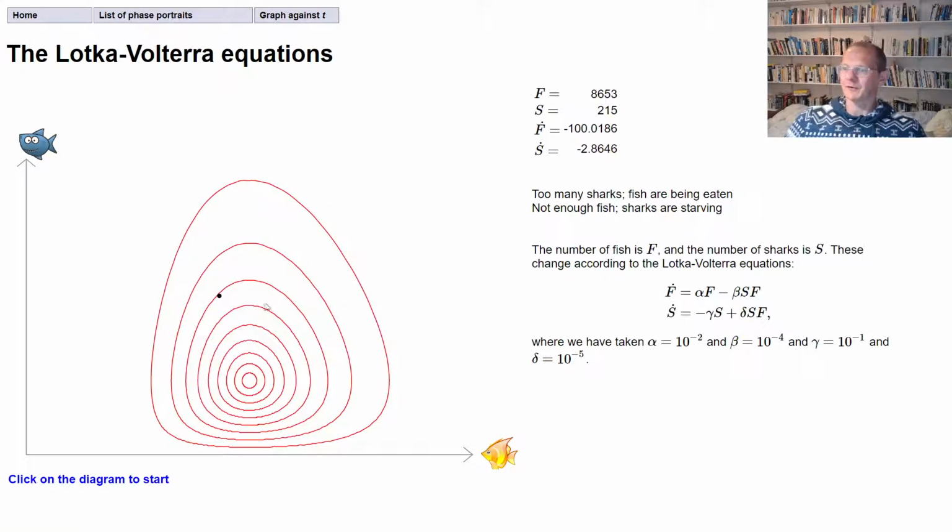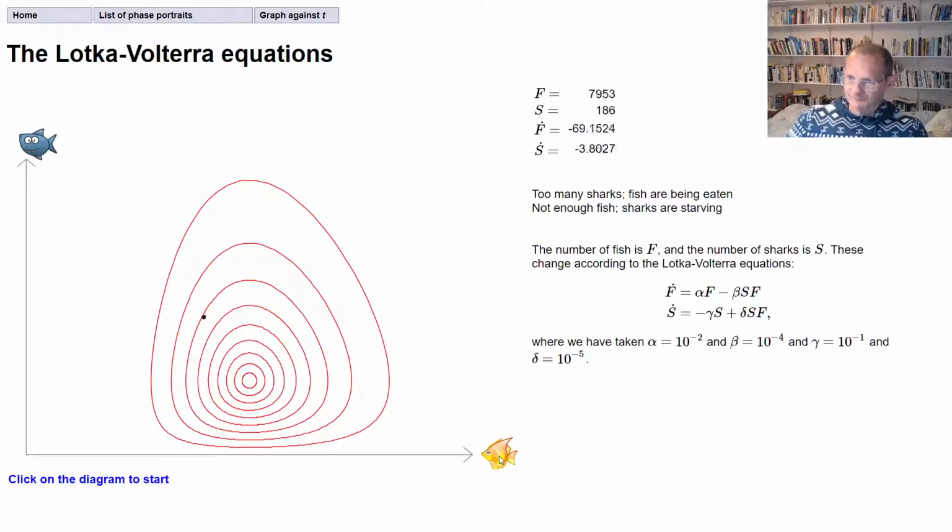We've got fewer fish. As we move to the left, the number of fish has decreased because fish have been eaten. And now, because we've got fewer fish, there's not enough fish to feed the sharks, and so the number of sharks is decreasing. S dot is negative now because there's too few fish, the sharks are starving. And F dot is also negative, right? Although the number of sharks is decreasing, there's still quite a lot of them, and they're still eating lots of fish, and so the rate of change of the fish is negative.